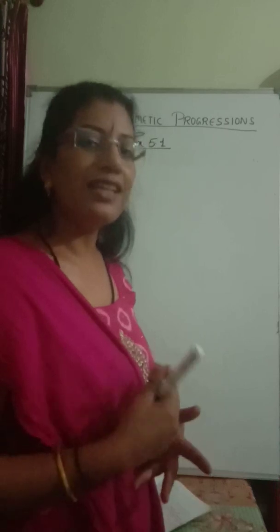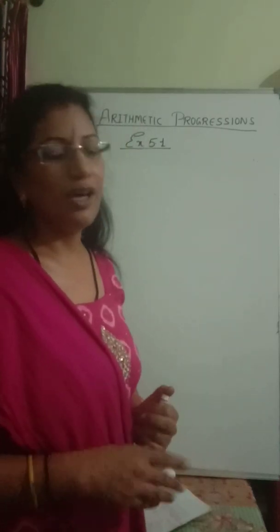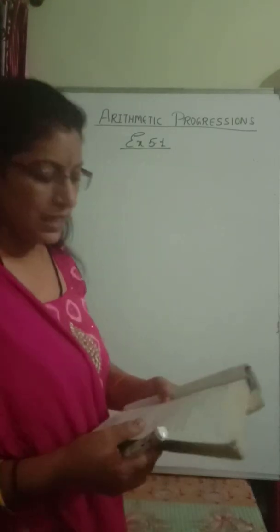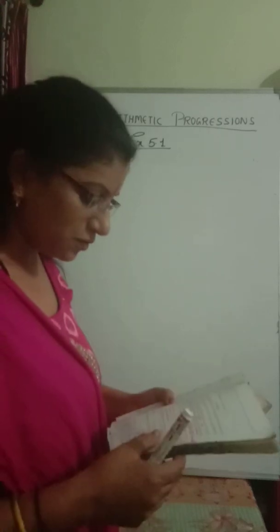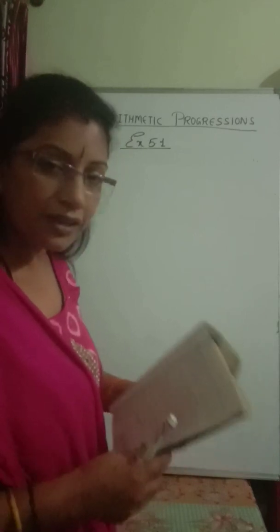Now we are starting the next video. We are starting with exercise 5.1, question number 2. So let us start. What is question number 2? Write the first 4 terms of an AP, when the first term A and the common difference D are given to you.